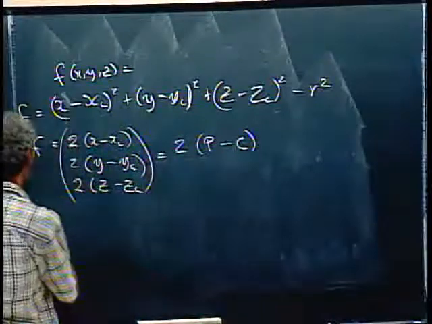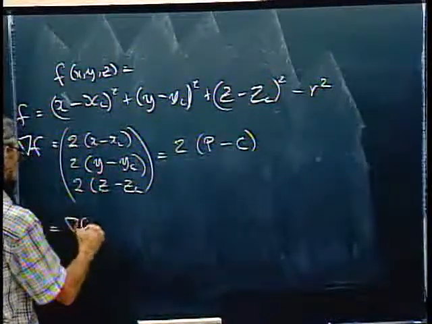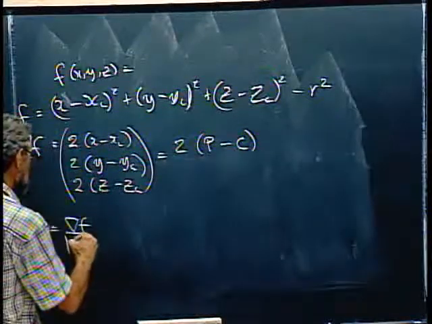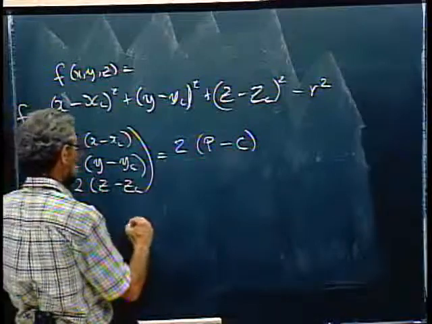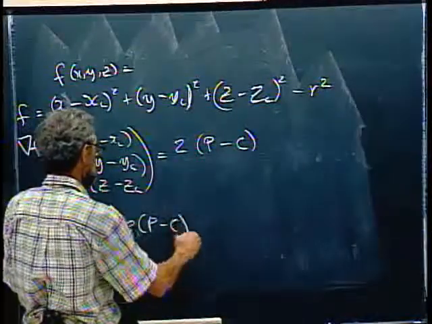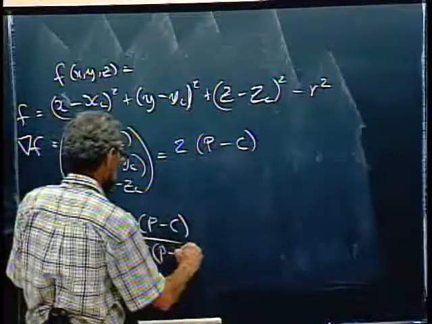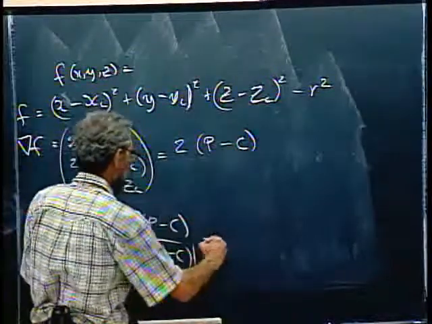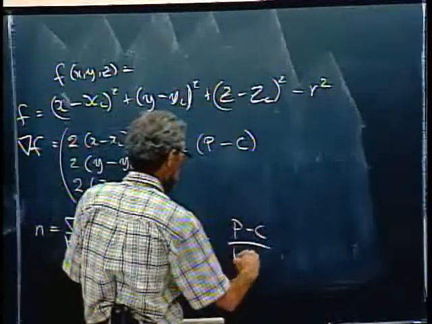And that means now if we take n equals the gradient of f divided by the absolute value of the gradient of f, that's 2(p minus c) divided by the absolute value of 2(p minus c). Really, that's the same as canceling the 2's, p minus c normalized.